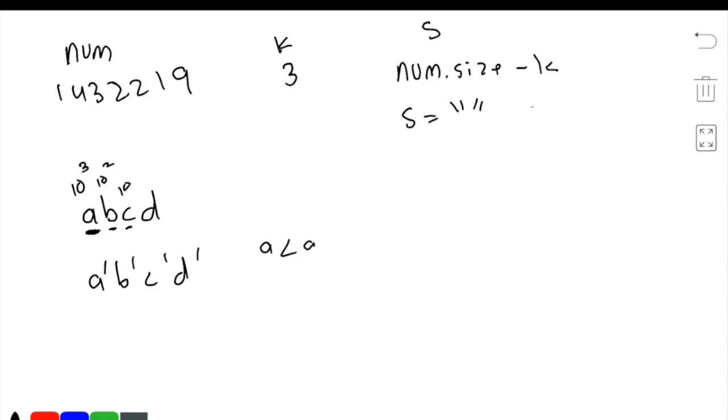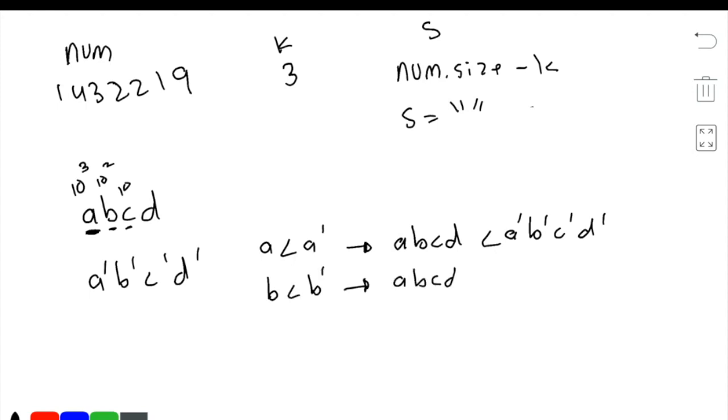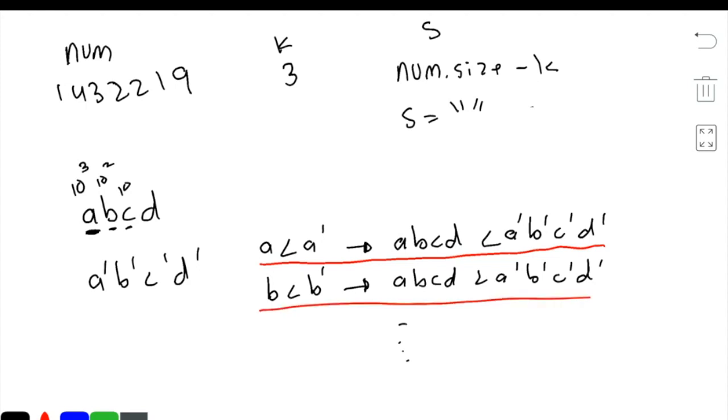If a is less than a prime, then we know a, b, c, d will already be less than a prime, b prime, c prime, d prime. Only if a is equal to a prime, then we will move on to b. We check if b is less than b prime. Then we will know a, b, c, d is less than a prime, b prime, c prime, d prime, and so on. So from here, we know that the first thing we check is a, the first digit, or the digit with the most significance. Then we check the second digit, and so on.